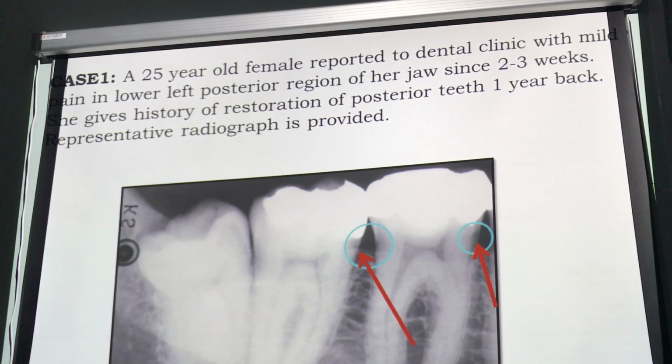So what will be your treatment for this patient? What will you do? Removal of restoration. First, remove the restoration. Preparation again. Yes, preparation again means you will remove the caries, followed by re-restoration.